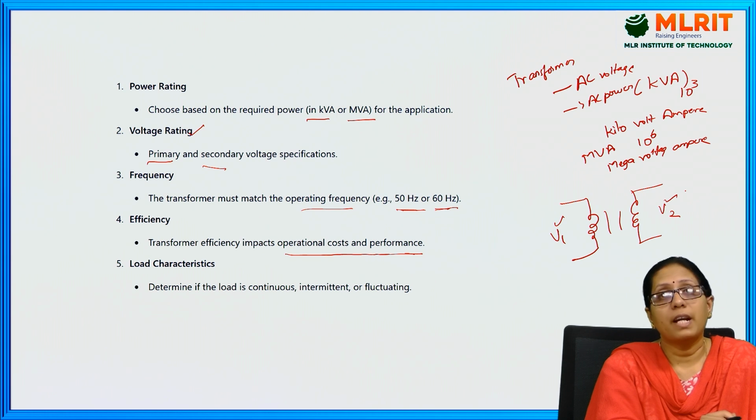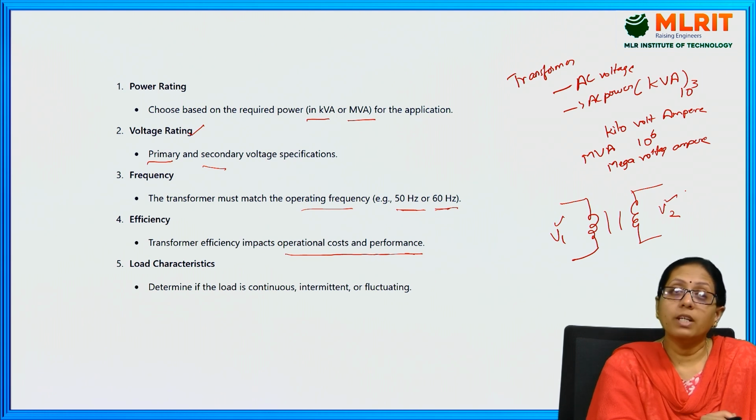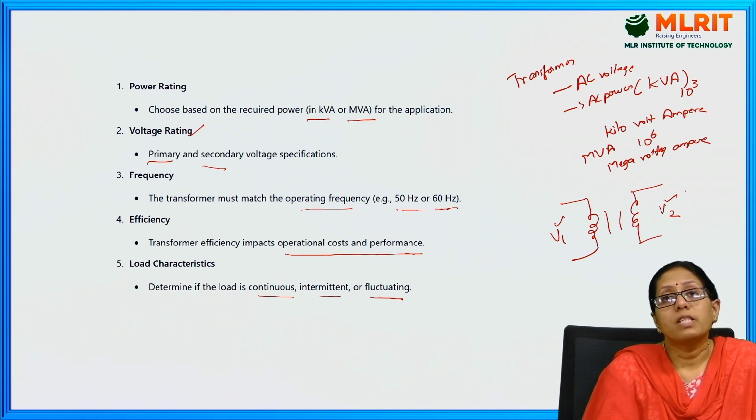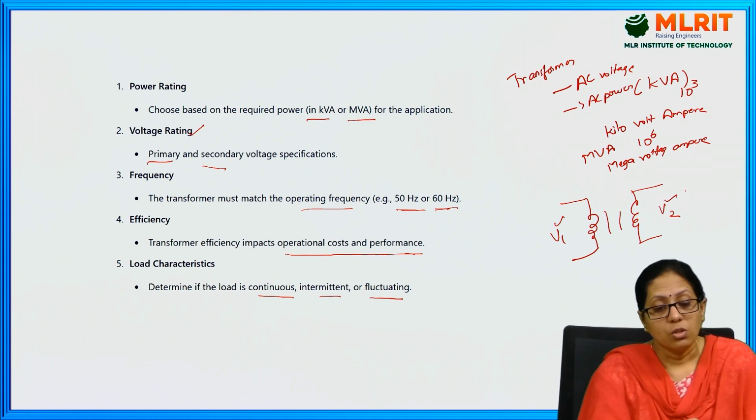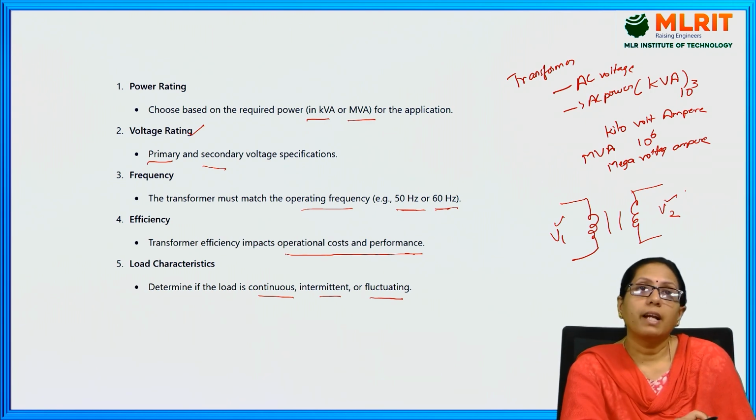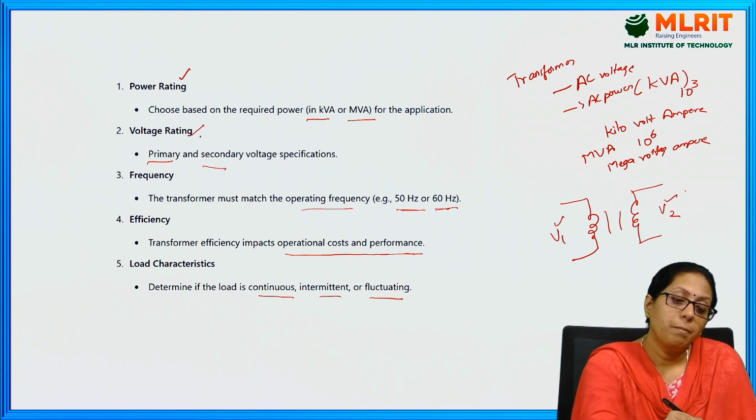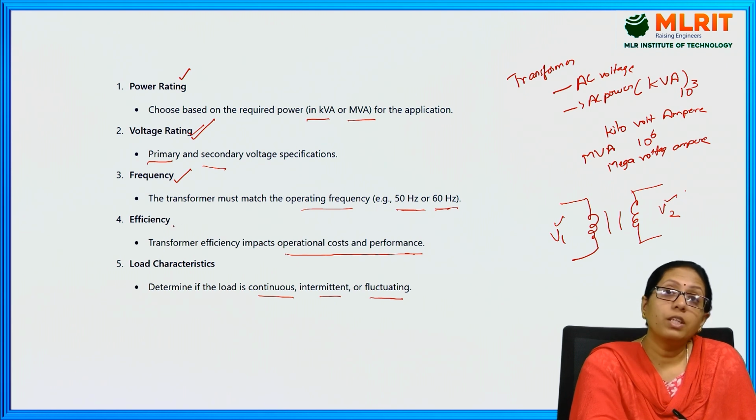Next one is load characteristics. Determine if the load is continuous, intermittent or fluctuating. Based on the load characteristics also, the transformer differs. So a transformer is selected based on its power rating, its voltage rating, the frequency which is connected, the efficiency and performance cost, and the load characteristics.